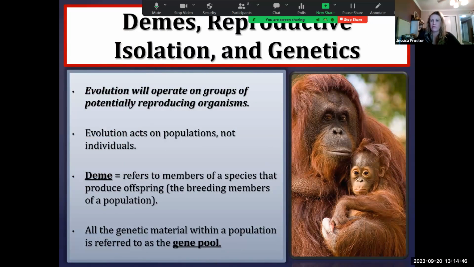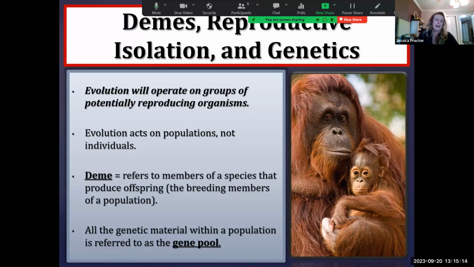Okay, so forces of evolution, we're going to be diving deeper into what evolution itself is, and then also looking at the forces that influence evolutionary change. So remember, evolution is essentially changes or fluctuations in genotypic frequencies from generation to generation. And that is something that we will actually be able to mathematically calculate using the Hardy-Weinberg equation.